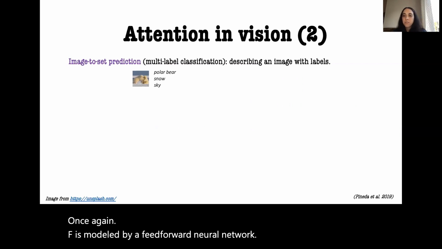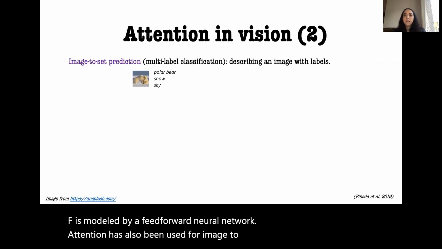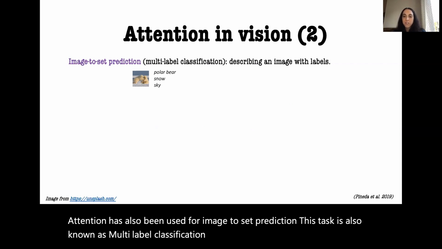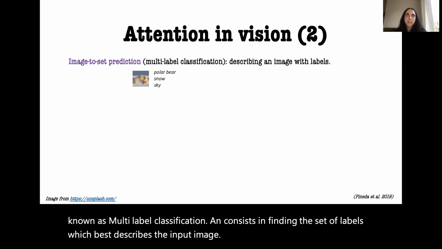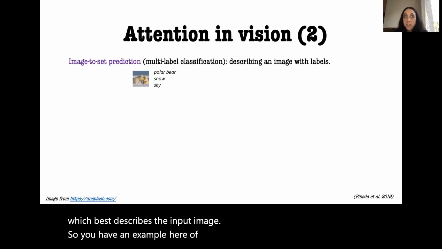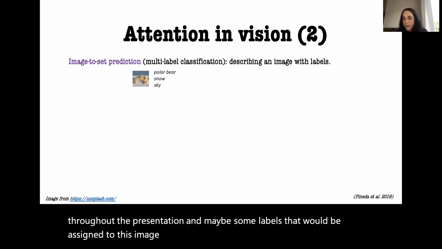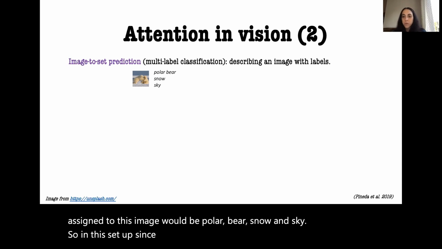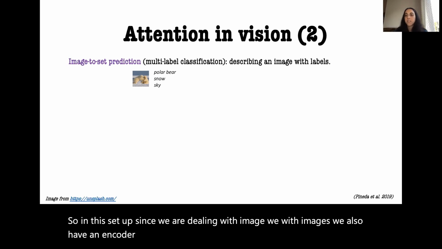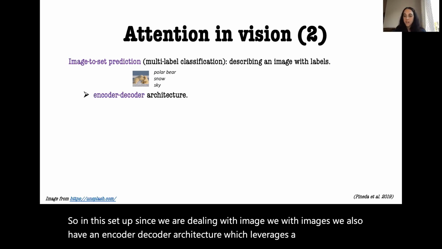Attention has also been used for image-to-set prediction. This task is also known as multi-label classification and consists in finding the set of labels which best describe the input image. You have an example here of the image that we have been seeing throughout the presentation, and maybe some labels that would be assigned to this image would be polar bear, snow, and sky. In this setup, since we are dealing with images, we also have an encoder-decoder architecture, which leverages a convolutional neural network as feature extractor.